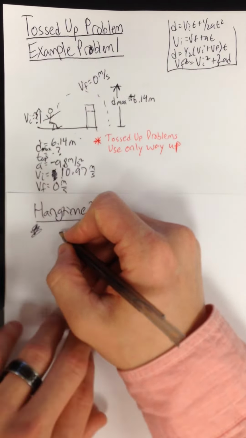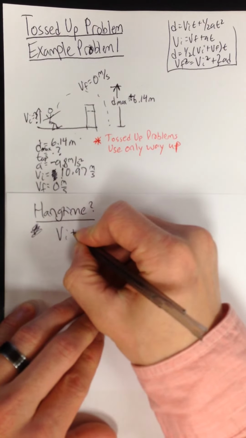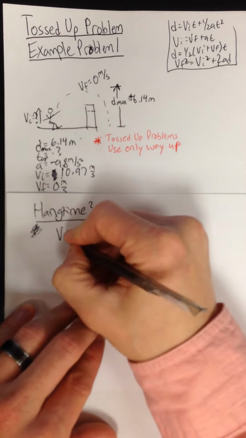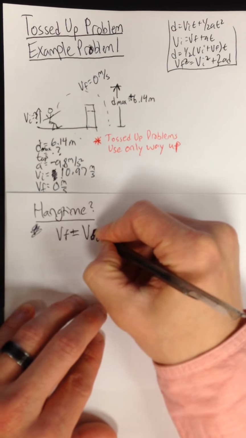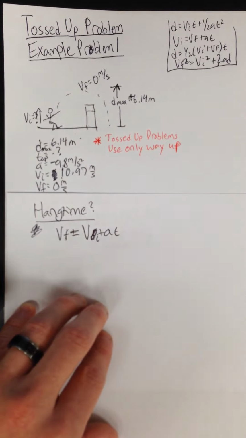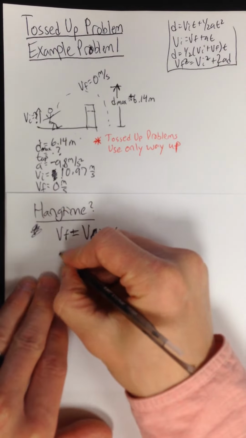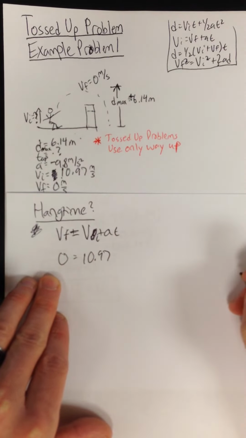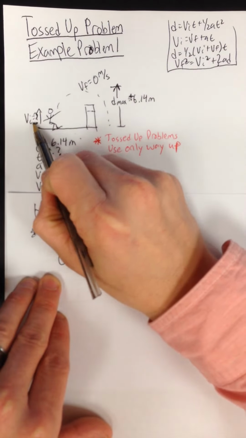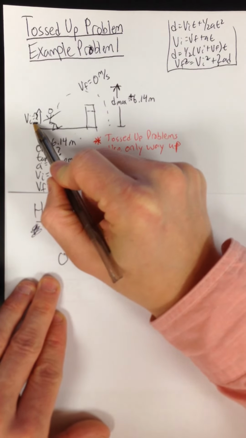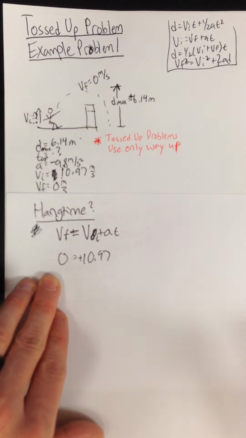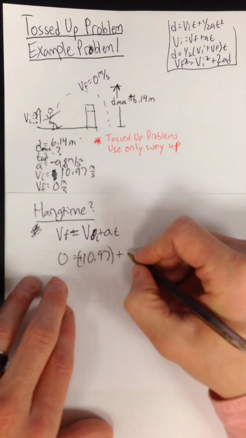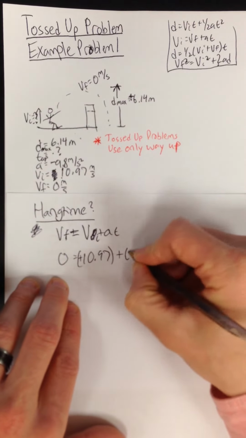The simplest one to me always is the second equation. Vf equals Vi plus at is our second equation. So we could say 0 equals 10.97. Oh, is 10.97 a positive or negative? Well, our initial velocity is covered upwards when it's a tossed up problem. So that is a positive. Always ask that question. Is it a positive or is it a negative when I'm plugging something in? If it's up, it's positive. If it's down, it's negative.